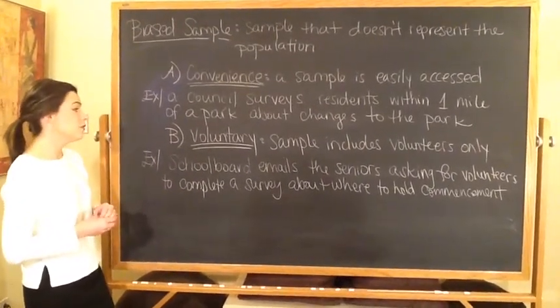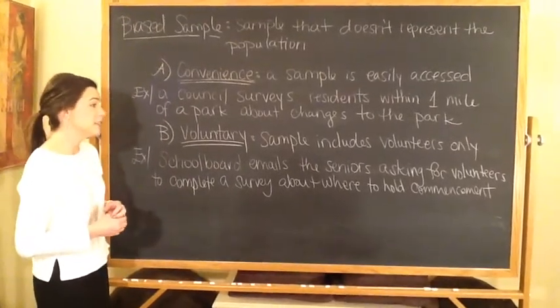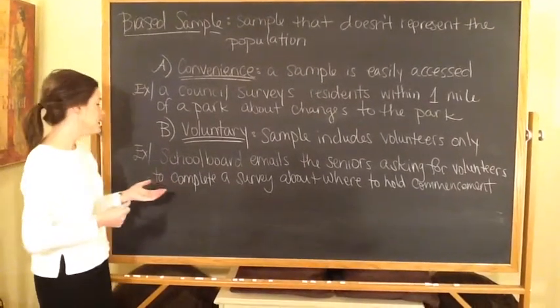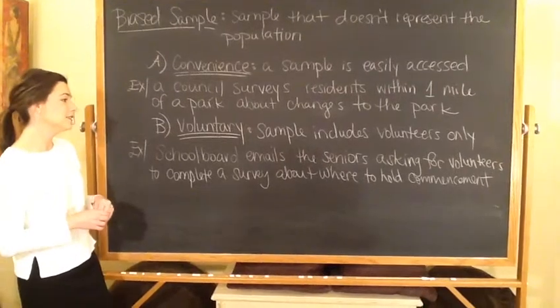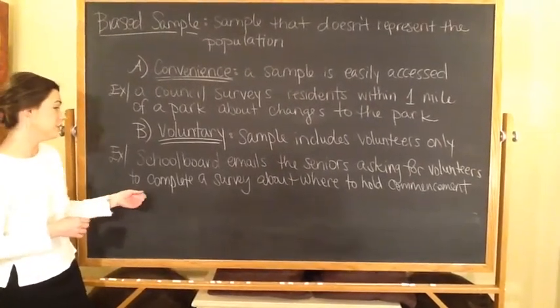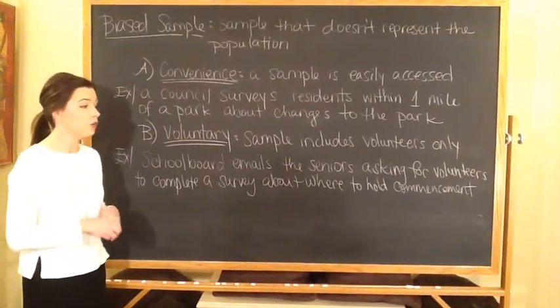Next is voluntary. The sample includes volunteers only. So an example would be the school board emails the seniors asking for volunteers to complete a survey about where to hold commencement.